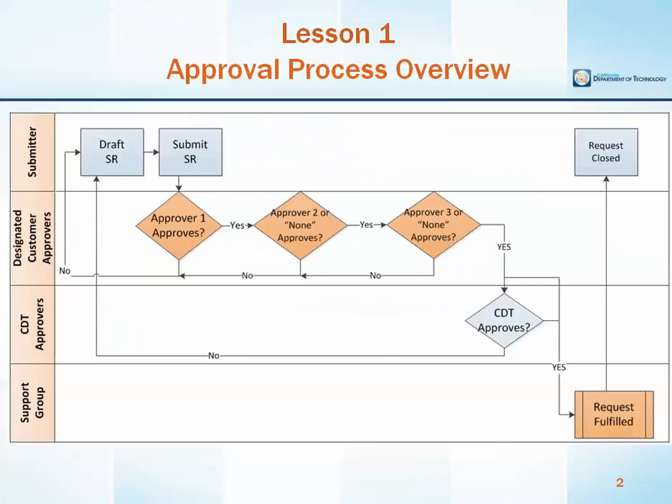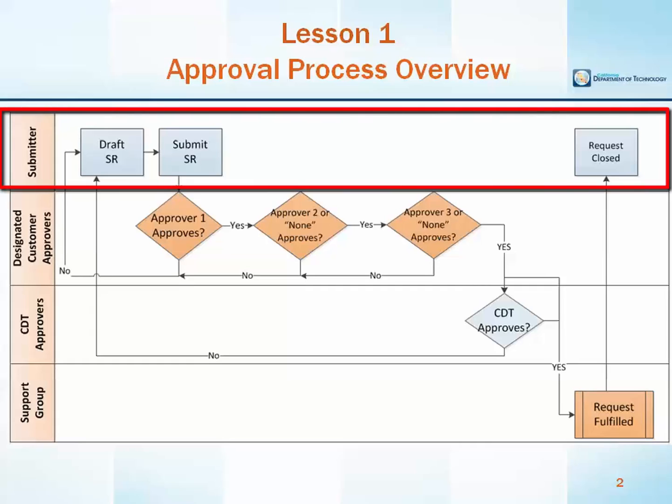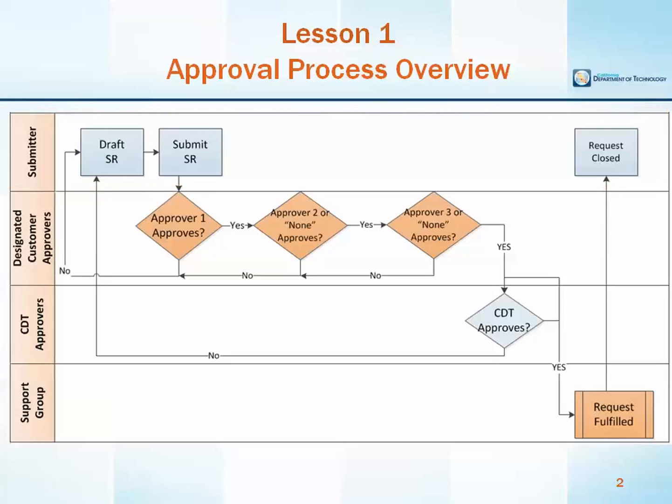This process flow diagram depicts the general SRM approval process. The process begins with a submitter. The first swim lane represents the customer that is requesting service from a CDT, a business or technical unit. Once a submitter submits a request, it is sent to a designated customer approver.